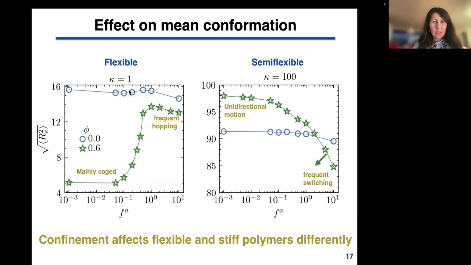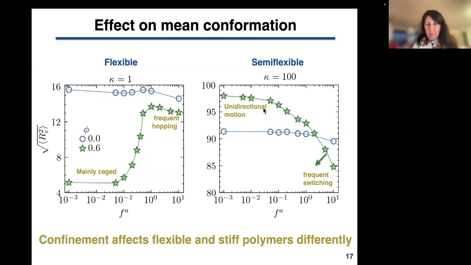In this curve, the blue circles are the free space, and the green ones are under confinement, with 60% of obstacles. But as I told you, once you increase the activity, you increase the hopping, and then the mean conformation approaches that of free space. Somehow you can overcome the barriers with activity.